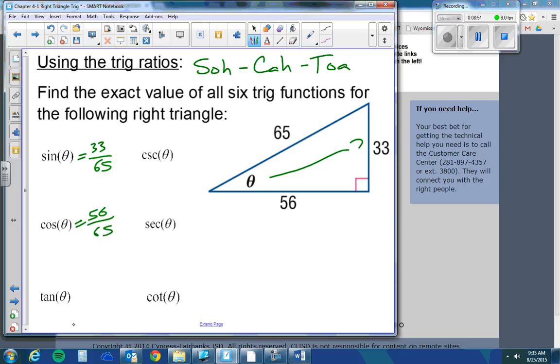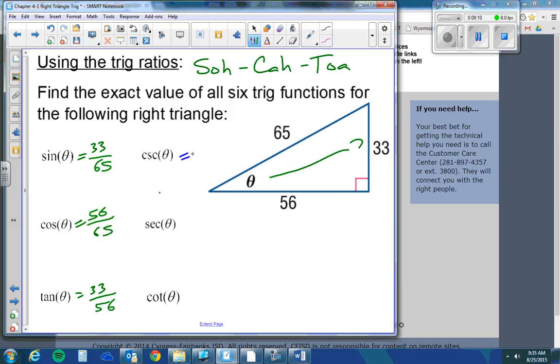And what's the value for tangent? The definition is opposite over adjacent, so 33 over 56. One thing to note is that tangent is the one that does not involve the hypotenuse. Okay. And then the others, you just do the reciprocals.